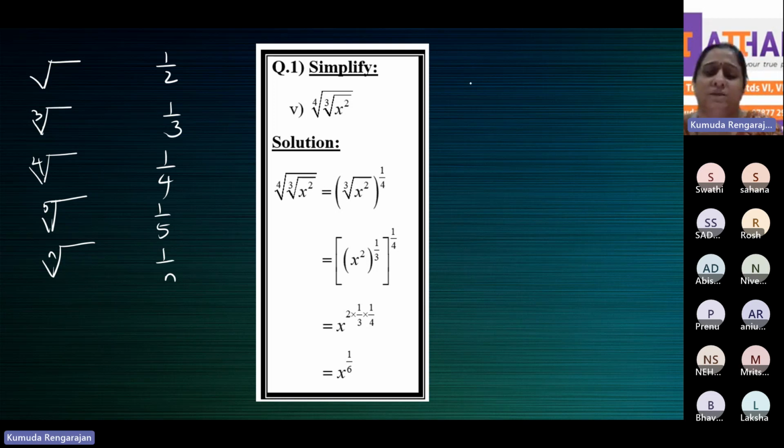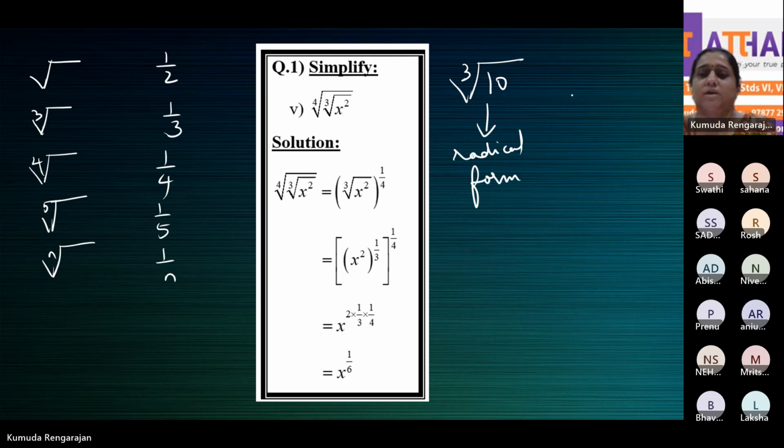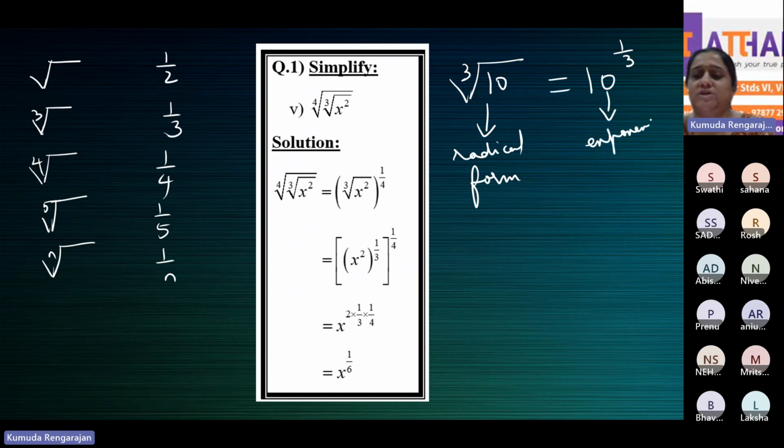Now what do I mean by this? Supposing you have cube root of 10. This is said to be in the radical form. Now when you write this as 10 to the power 1 by 3, this is the exponential form. Cube root in the exponential form is to the power 1 by 3. Write this 10 as it is. This 10 becomes the base. Cube root becomes 1 by 3, the power.